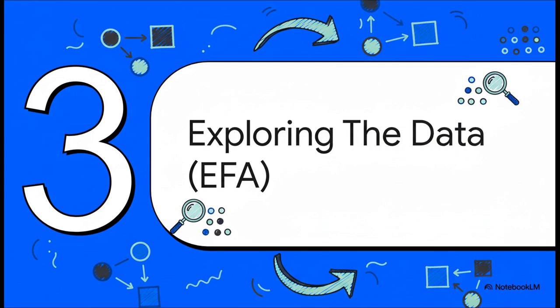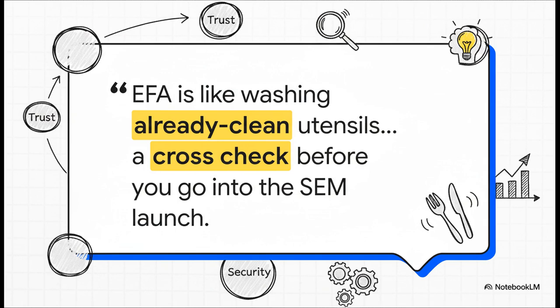To get that first step started, researchers often begin with something called exploratory factor analysis, or EFA. You could just think of it as a quick preliminary checkup on your data. And I love this analogy from our source material. It says that EFA is kind of like washing utensils that are already clean. You're pretty sure they're fine, right? You're not expecting to find a huge mess. But it's just a smart little cross-check you do before you start the main event, just to be sure everything is grouping together the way you think it should be.